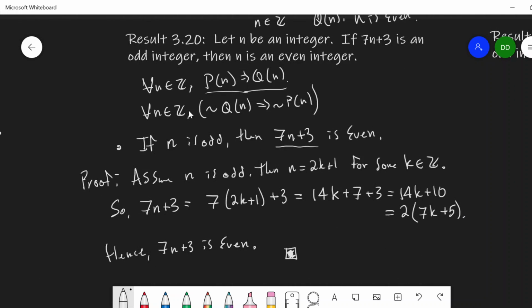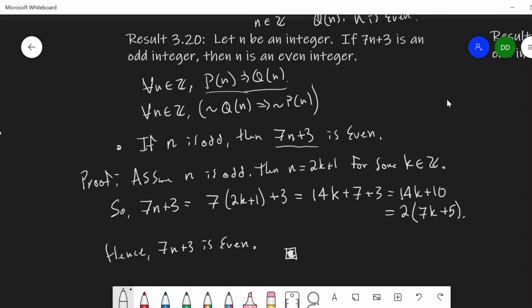Right? So again, we showed if n is odd, then 7n plus 3 is even. The contrapositive of that, equivalent to the original statement, is that if 7n plus 3 is odd, then n is even. And so we've actually proved this result.